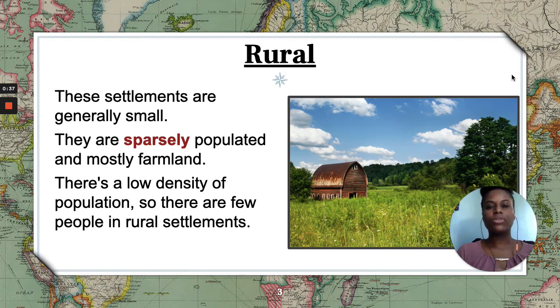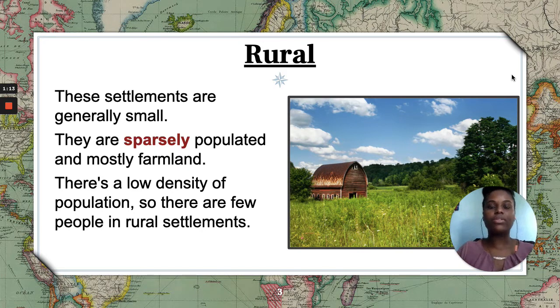So when we talk about sparse, if a place is sparsely populated, that means that there are a few people that live there. We're going to learn about some of these terms as we go on, and sparsely is one of them, okay? So these rural areas are sparsely populated and mostly farmland. There is a low density population, so there are few people in rural settlements. So when we hear the words sparse and low density, we're thinking about few.